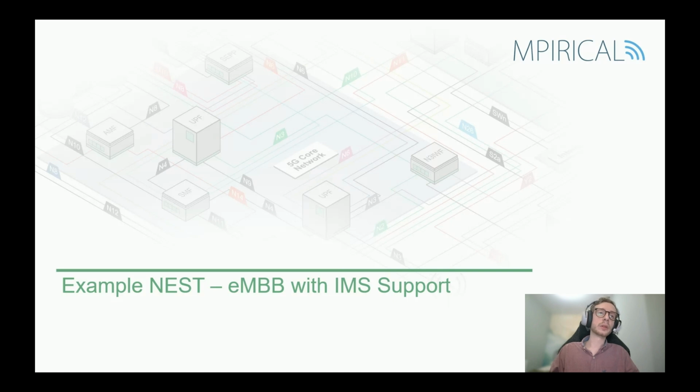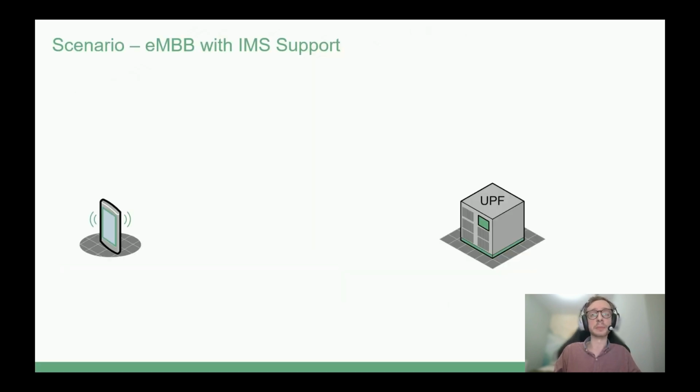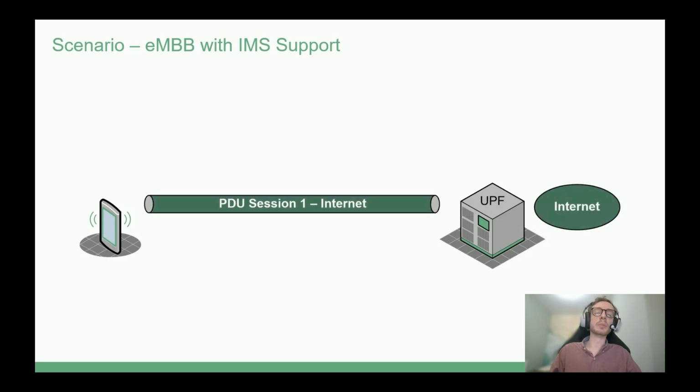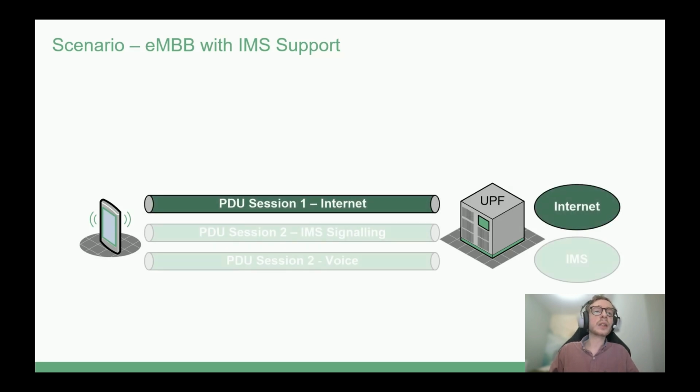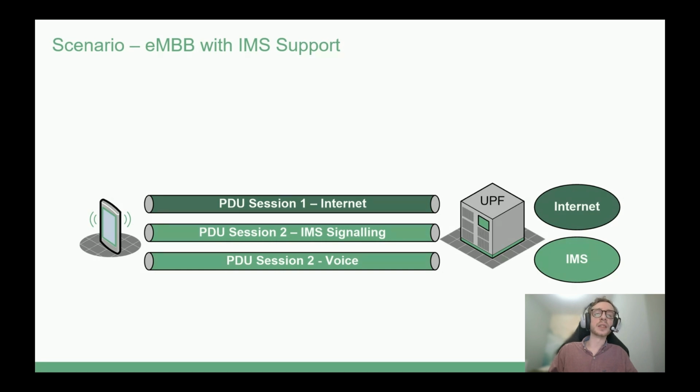Okay, so let's have a look at an example of a NEST for one of the common use cases for network slicing. This use case is enhanced mobile broadband and IP multimedia subsystem support, which is a very common use case that's been identified. We need to remember that resources for this specific network slice are going to be separately managed from other network slices. We have some requirements of this network slice. We need the ability to access the internet, and we need the ability to access the IP multimedia subsystem for voice and video.